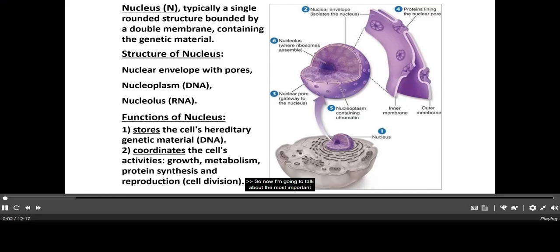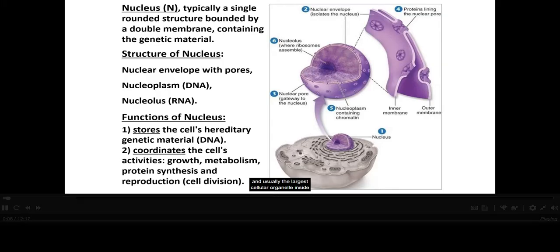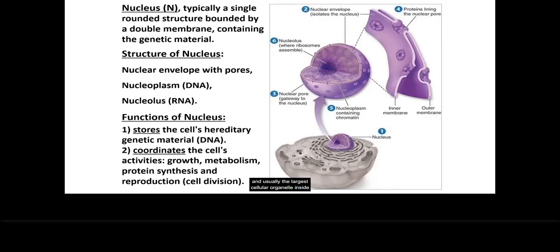So now we will talk about the most important and usually largest cellular organelle inside of the cell, the nucleus. We're talking about eukaryotic cells only, as only they have a nucleus. And this is the cell, so this is the cellular membrane showing here. And in here is the nucleus.